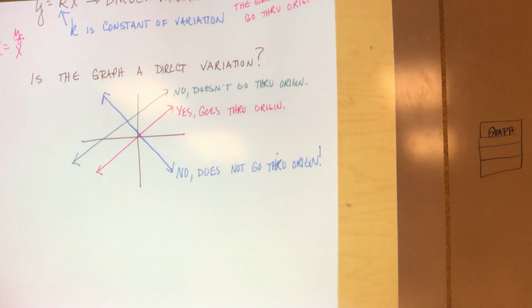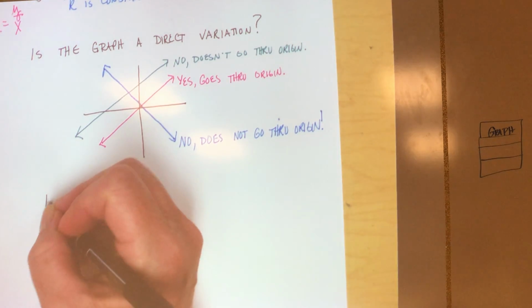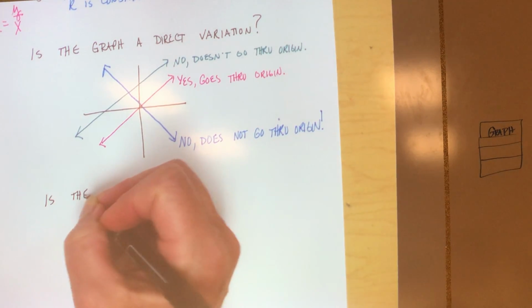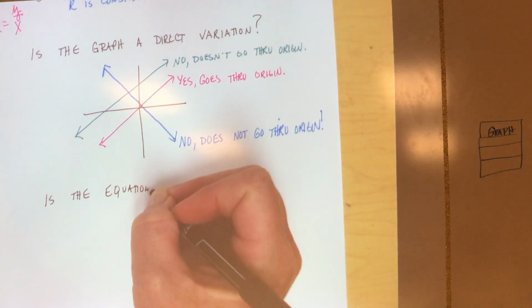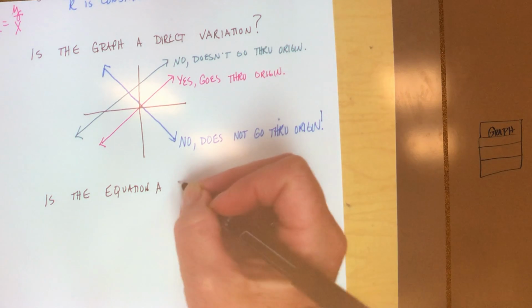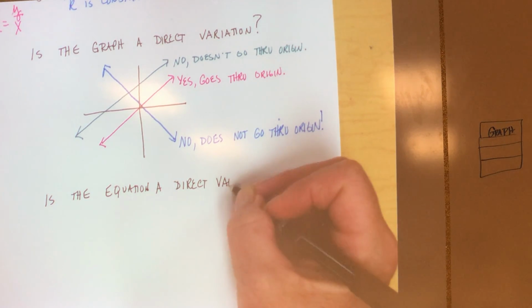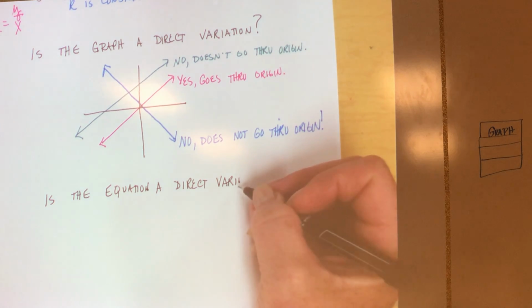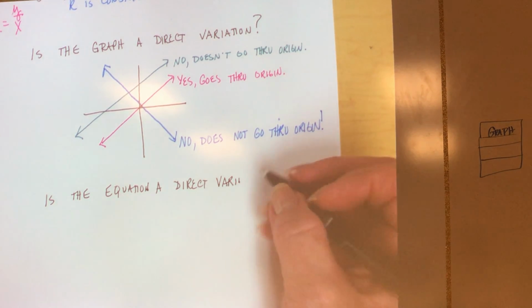So what if I did it this way? What if I said, is the equation a direct variation? Should that be just as easy? Yes. It would have no b. The y-intercept would have to be 0.